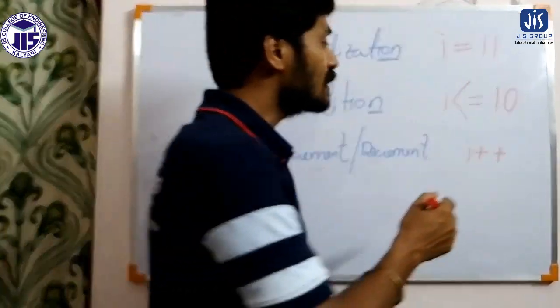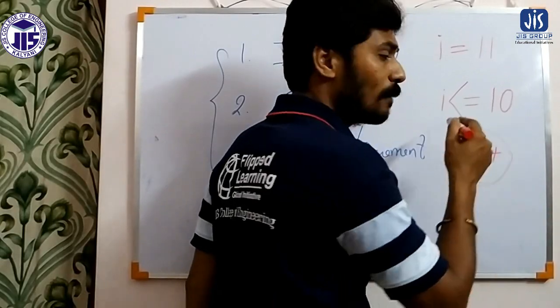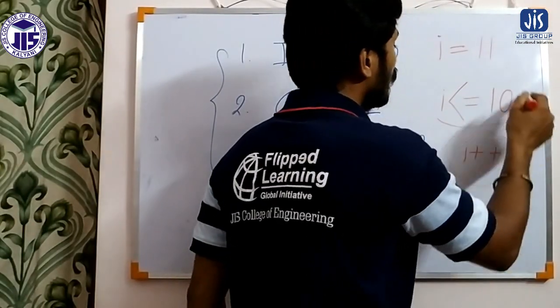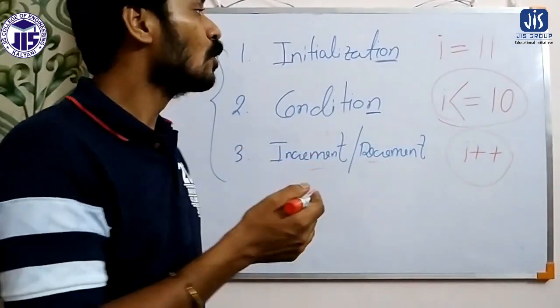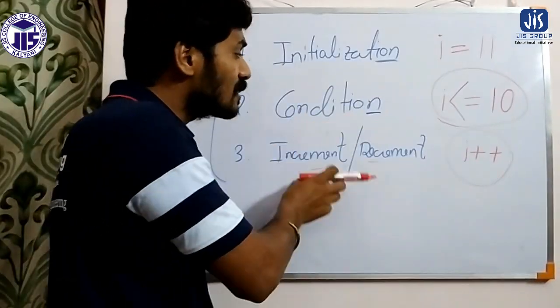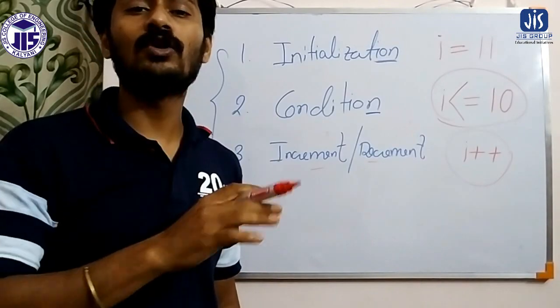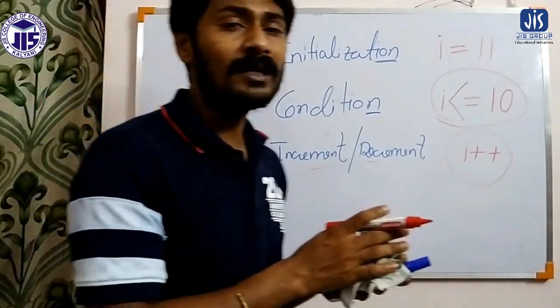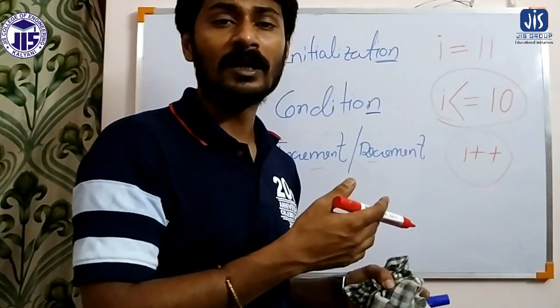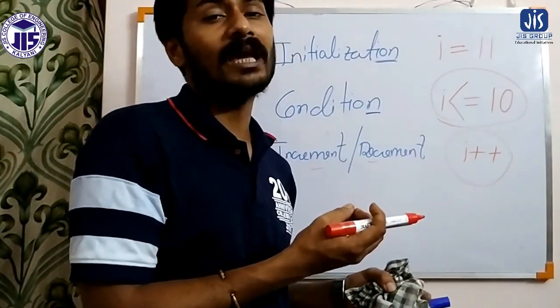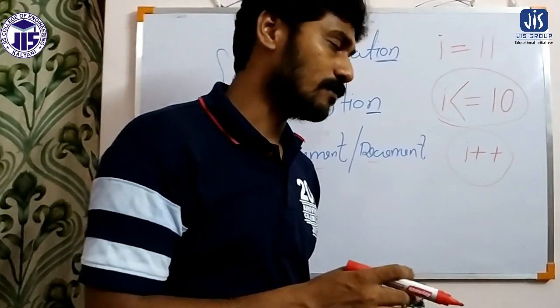That means this increment operation we have performed multiple times, and this condition we have checked multiple times. How many times? 10 times. Okay. So in that way, by these three components, we can control a loop. We can start from a point and end at a point, and in that way we can execute any statement multiple times.